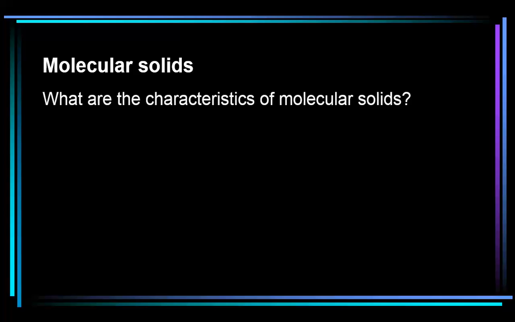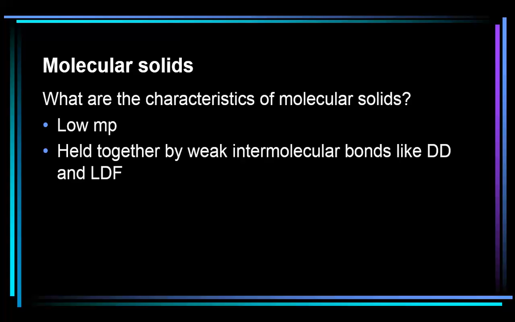What are the characteristics of molecular solids? Low melting point. Covalent bonds are weaker than ionic bonds. They're held together by intermolecular bonds like dipole and London dispersion forces, it's nothing compared to ionics. Very weak bonds, low melting point.